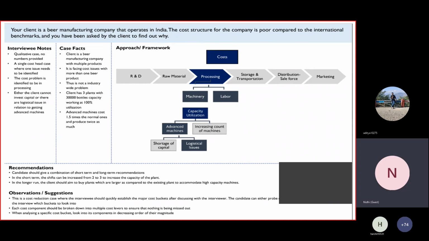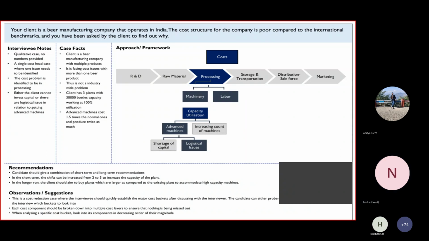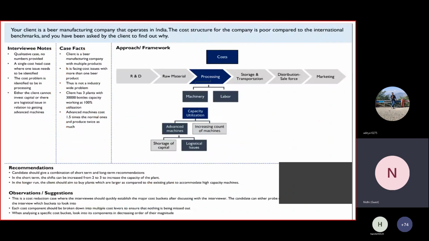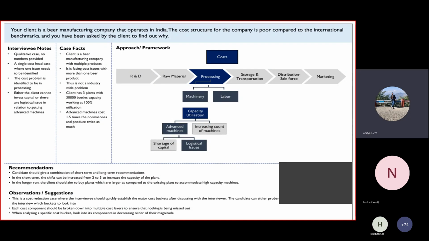Present. Okay, so I'll just start off with the very beginning. Okay, I will share the... Aditya, can you share that script in the chat box? Not the chat box, in the WhatsApp group, I think. Yeah, sure, I will.